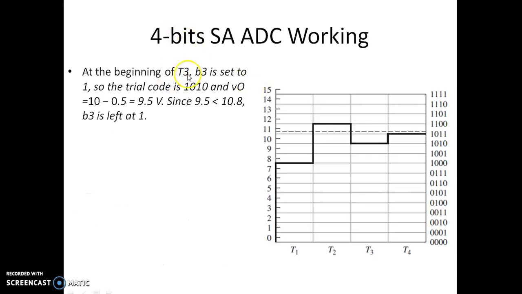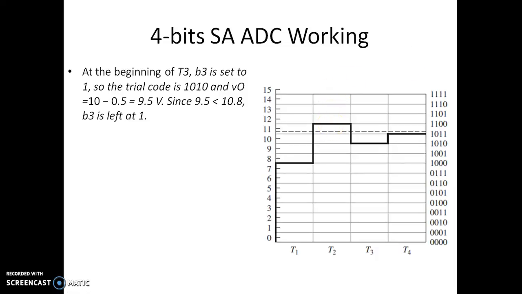Now at the beginning of T3, B3 bit is set to 1. I can see initially we have made B1 1. Since the output voltage of the DAC was lesser than the input voltage, it was retained as 1. Then the next most significant, that is B3, is made 1. When B3 was made 1, it was going above the 10.8.